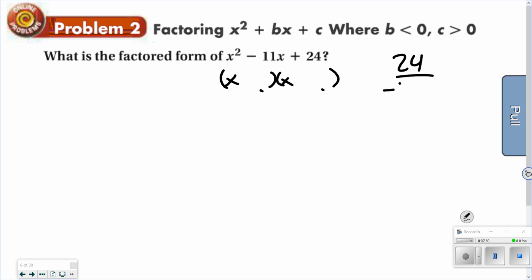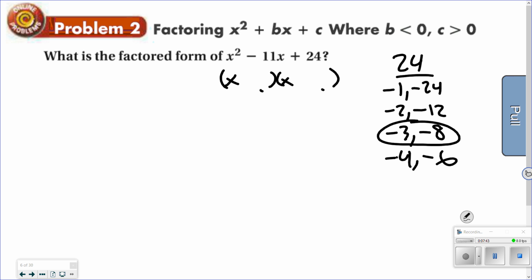So I'm going to go negative 1 and negative 24, negative 2 and negative 12. We made this list before, so make that same list. I want the ones added to be negative 11. It's those two right there. So my answer is minus 3 and minus 8.